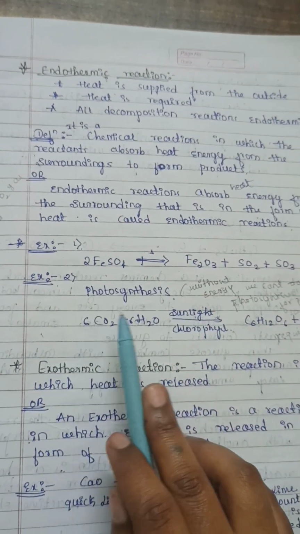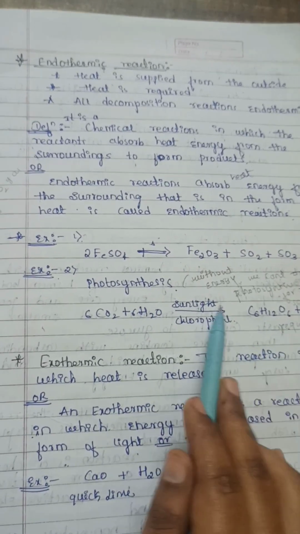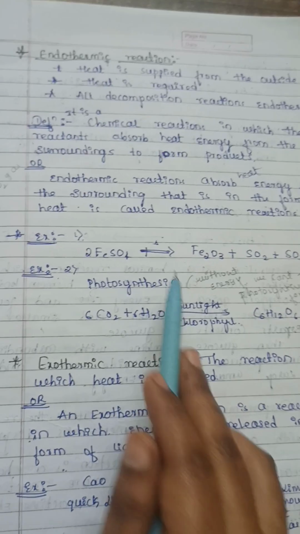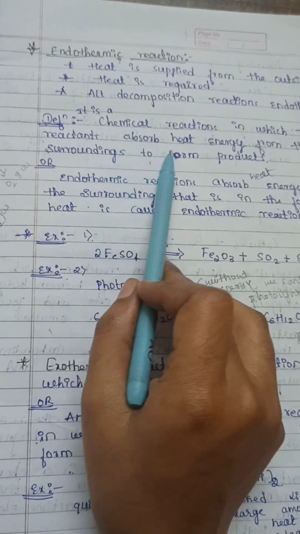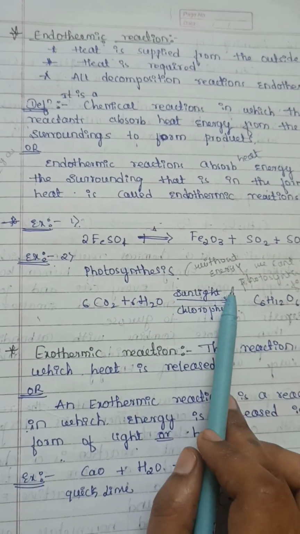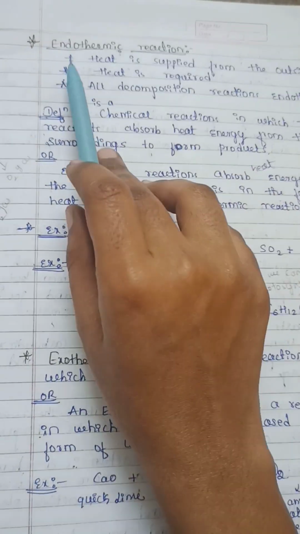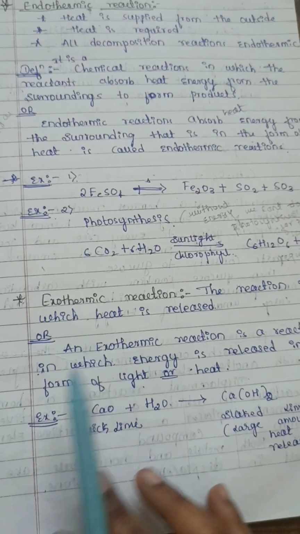See, CO2 plus H2O gives C6H12O6 plus O2. So in the presence of sunlight, the photosynthesis will take place. So that is the reason: it will absorb heat energy, that is, sunlight. So this is the best example you can give for the endothermic reaction. I hope you understood about the endothermic reaction.